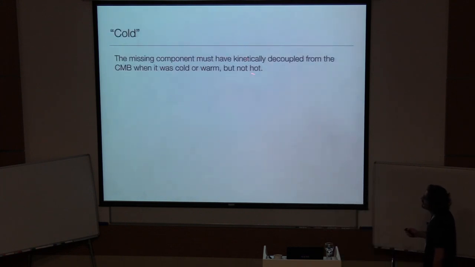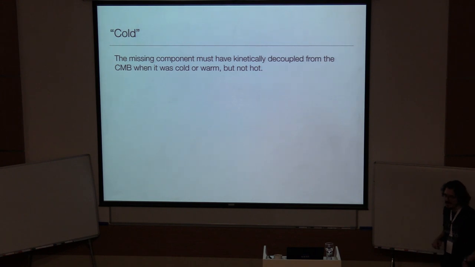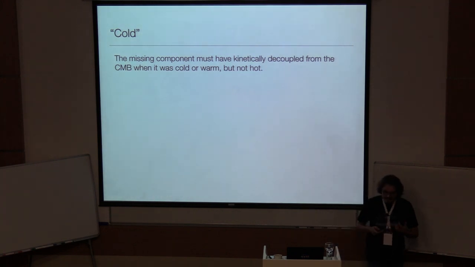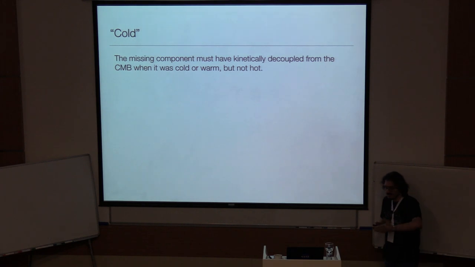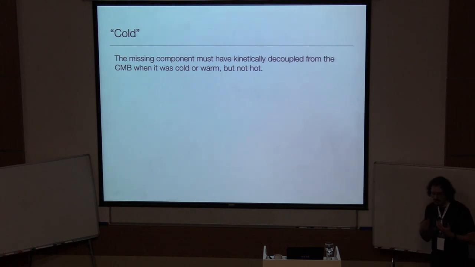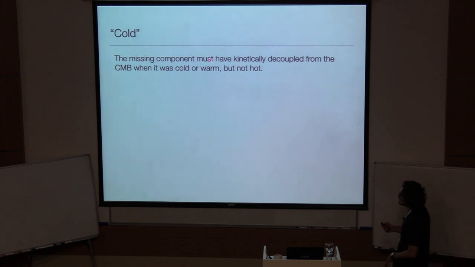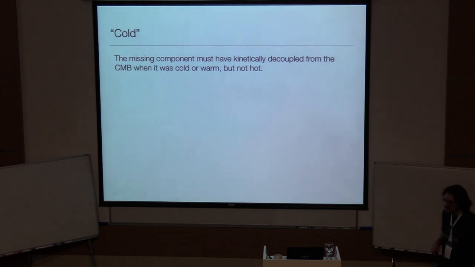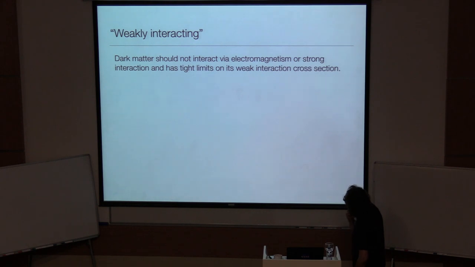And we certainly don't want it to be hot. It can be warm. By warm, I mean it can have a free streaming length that, projected to today's standards, can be of order the dwarf galaxy size, but you don't want that free streaming distance to be larger than that. Then you would be erasing structure that you actually observe today in the universe. That shouldn't happen. This warm dark matter is usually modeled by sterile neutrinos. I might say something about that later on.